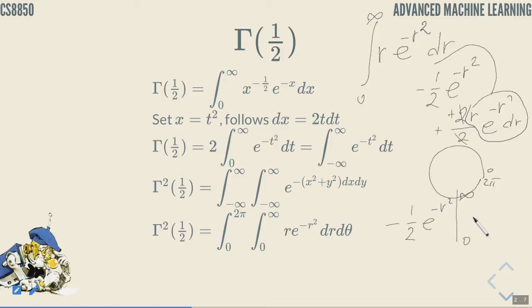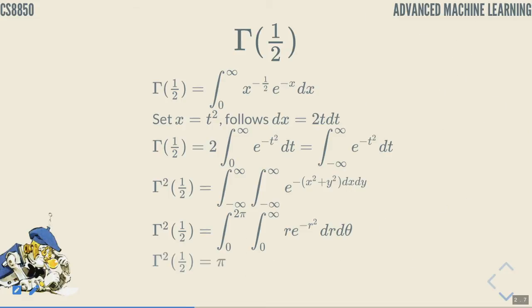And then if you plug in 0 here, it is minus 1/2. And if you plug in infinity, it goes to 0. So 0 minus minus 1/2, so you get 1/2 here. And the outer integral is just 2 pi. So then gamma squared of 1/2 is just pi. I hope I was going slow enough. So gamma squared of 1/2 is pi, and gamma of 1/2 is the square root of pi.